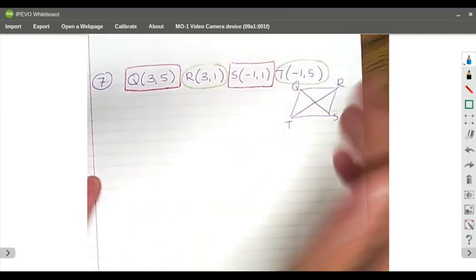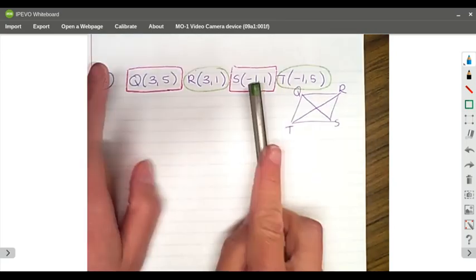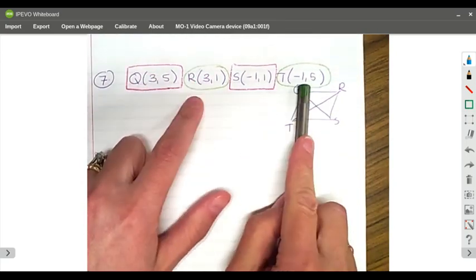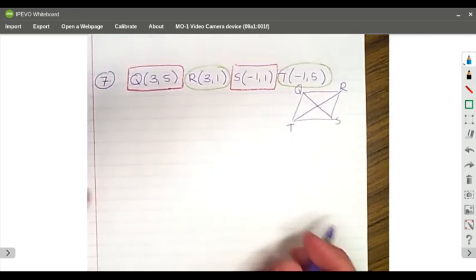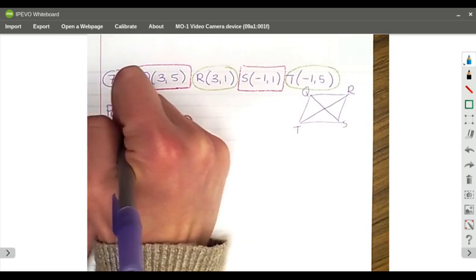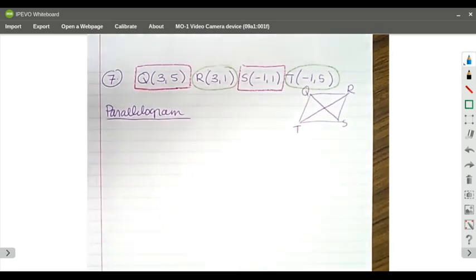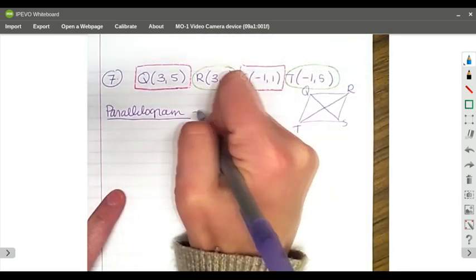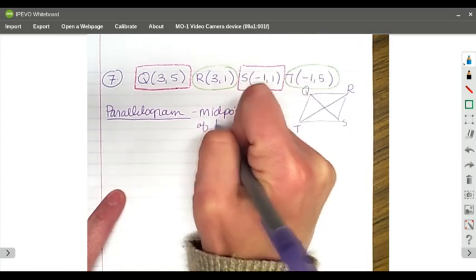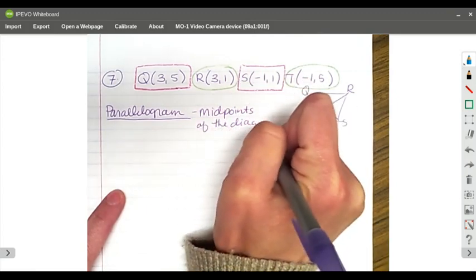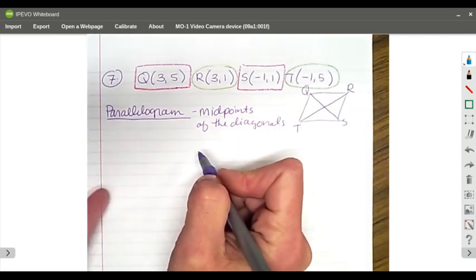So for all 3 tests, parallelogram test, rectangle test, and rhombus test, you're going to use Q and S in the formula and then R and T in the formula. So the first thing that you want to do is the parallelogram test. For the parallelogram test, you want the midpoints of the diagonals, and they're supposed to be the same. If they're the same, then it's a parallelogram.